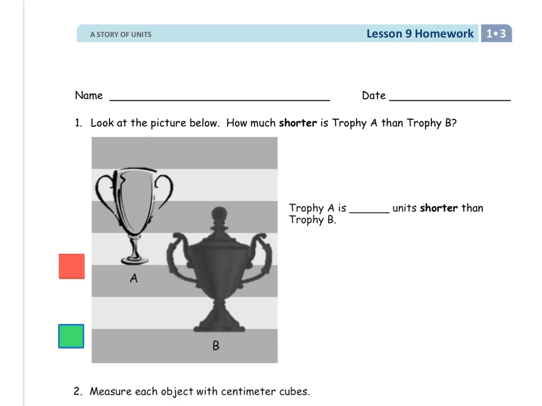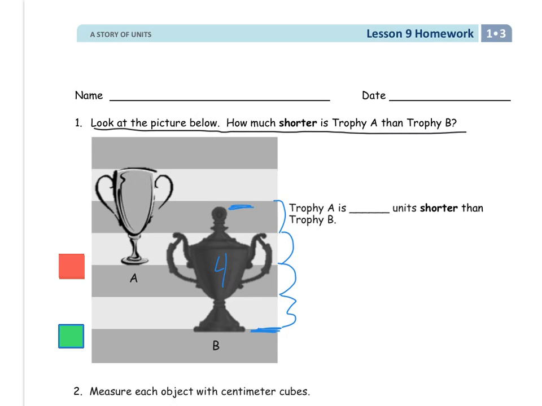The directions say, look at the picture below. How much shorter is Trophy A than Trophy B? So the first thing we want to take a look at is where these trophies fall and how tall they actually are. So here is one of my endpoints, and here's my other one, and I'm going to go to the next one up. So I have 1, 2, 3, 4. So Trophy B is about 4 units.